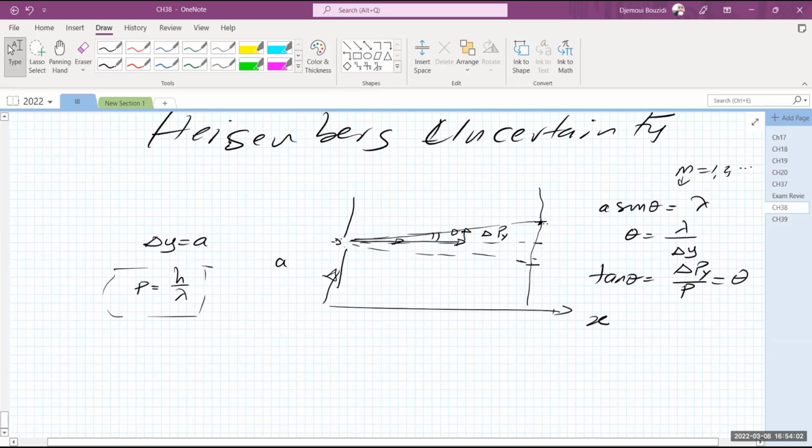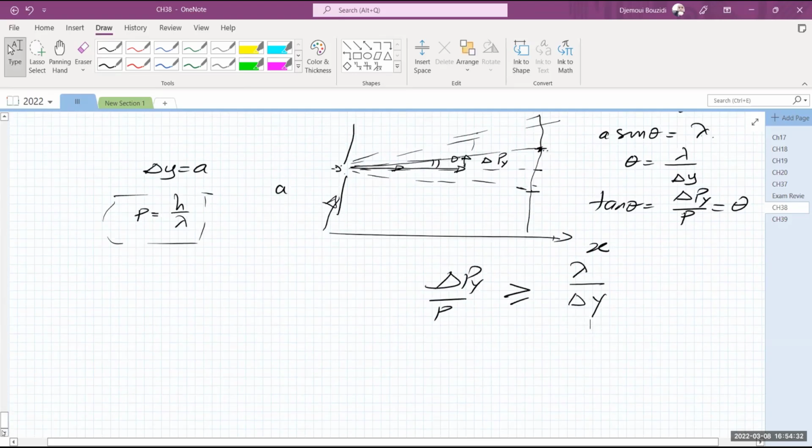However, this is the first fringe. The spread could be more for the next ones. So this is the minimum that I'm going to get. So delta p y is at least this number, so it's greater than or equal to this value of theta, namely lambda over A. And lambda over A, remember, is lambda over delta y. It's a matter of algebra now to play this around, multiplying both sides. So I have delta y times delta p y must be greater than or equal to lambda times p.